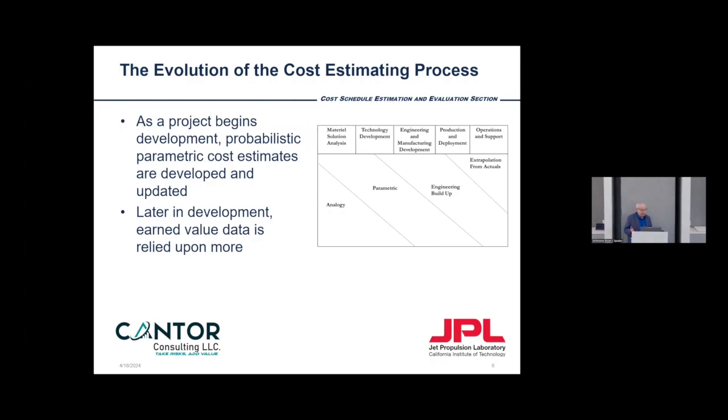Essentially, this is what I just said. As the project begins, you have parametric cost estimates, but as you get into the project itself, you're getting earned value data, percent complete, and the actual cost of work performed. How are you going to use that data to estimate how you're going to proceed?